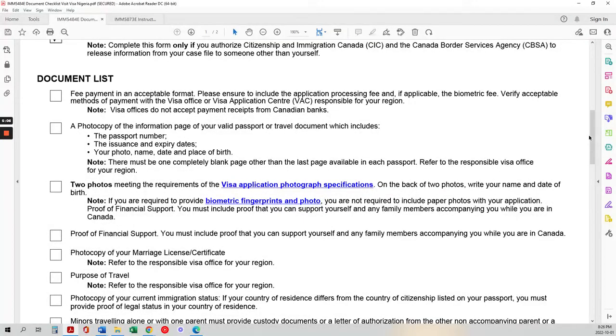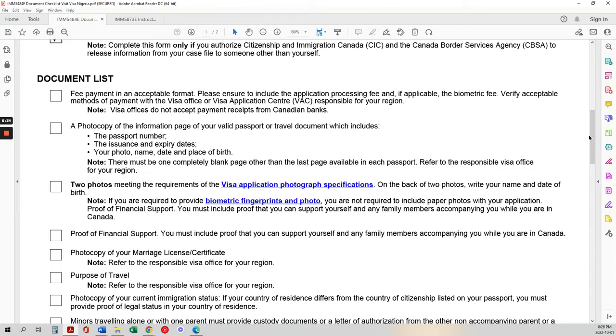So this document list is the fee payment in an acceptable format. Please ensure to include the application processing fee and, if applicable, the biometrics fee. Verify acceptable method of payment with the visa office or the visa application center, which is the VAC center, responsible for your region.